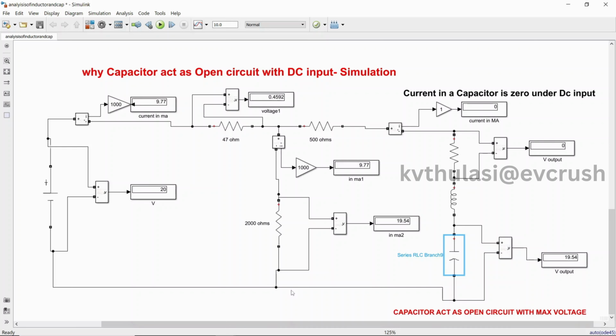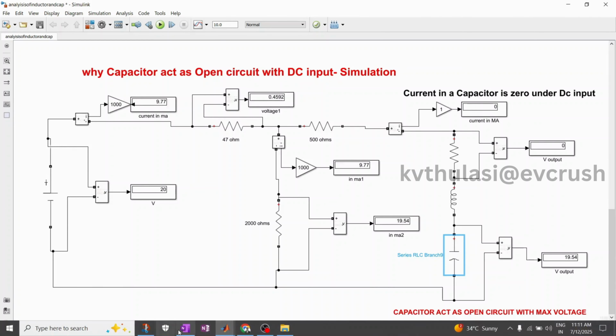That's why we generally suggest connecting the capacitor in parallel to the source only. A capacitor should always be connected in parallel, in such a way that it will nullify the voltage variations, and an inductor should always be connected in series. That's how it acts like an energy storage device. Hope with this explanation you are very clear on why a capacitor acts as an open circuit with a DC supply, and this is the MATLAB verification to justify the answer.